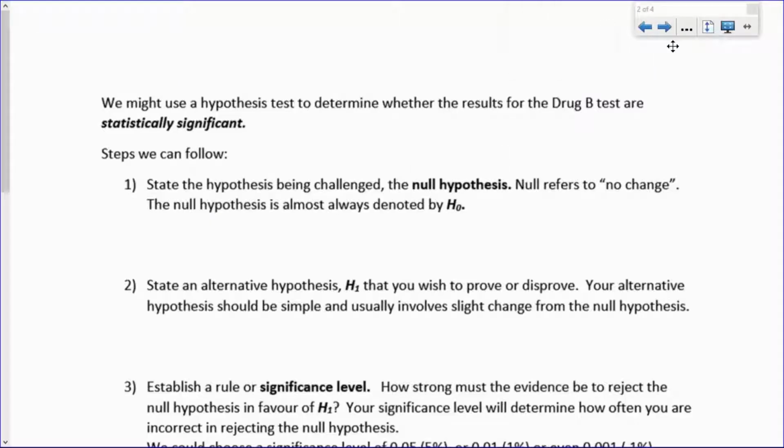If you ever read articles about statistics, you sometimes hear the phrase statistically significant or statistically insignificant. So we might talk about drug B and ask, are the results of the test for drug B, that was 135 out of 150 people being cured, statistically significant for us to make the conclusion that drug B is in fact a better drug? Here are the steps we follow. This is called hypothesis testing.